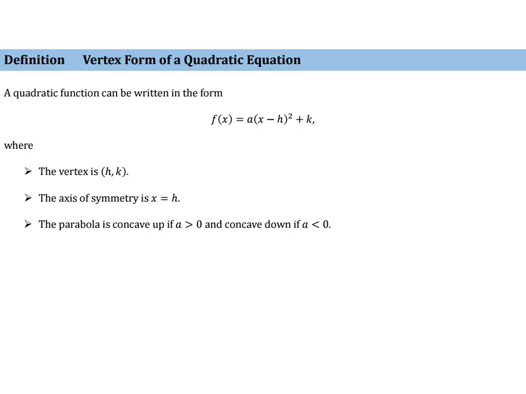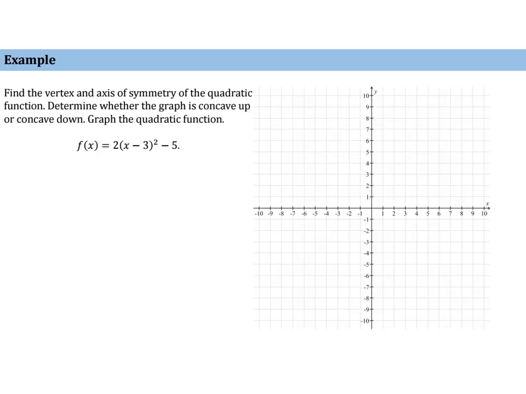Our axis of symmetry, since it always passes through our vertex, will always be x equals the h value of our vertex. And if our parabola is opening upward, it's because a is positive. If our parabola is opening downward, it's because a is negative. So let's take a look at an example. The first thing we're going to do is identify a, h, and k.